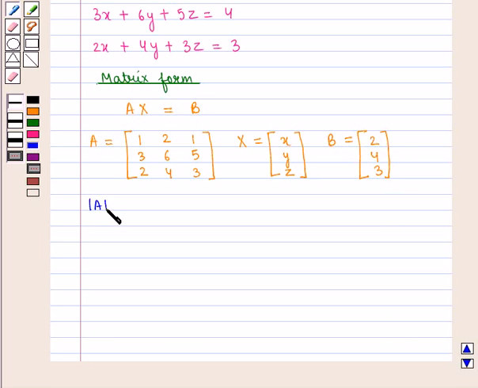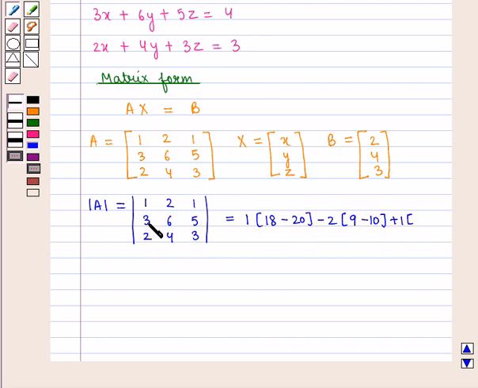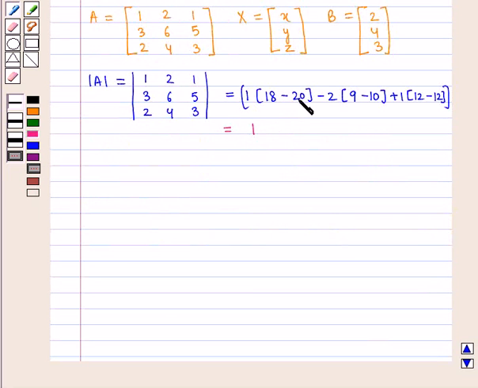Now determinant of A is given by 1 into (6 into 3, that is 18, minus 4 into 5, that is 20), minus 2 into (3 into 3, that is 9, minus 2 into 5, that is 10), plus 1 into (3 into 4, that is 12, minus 2 into 6, that is 12), which is equal to 1 into (18 minus 20, that is minus 2), minus 2 into (9 minus 10, that is minus 1), plus 1 into (12 minus 12, that is 0), which is equal to 1 into minus 2, that is minus 2, minus 2 into minus 1, that is plus 2, plus 1 into 0, that is 0, which is equal to 0.